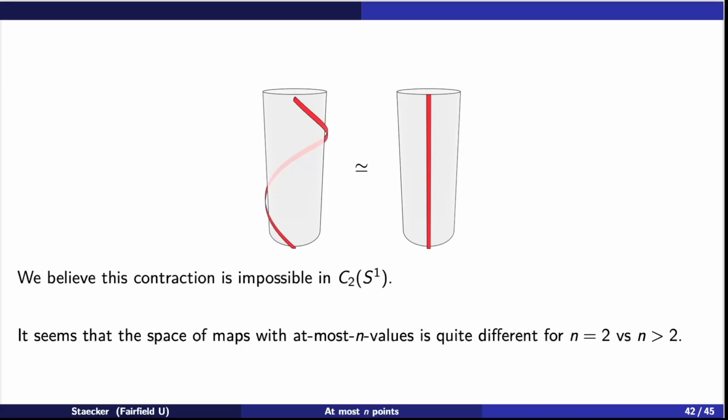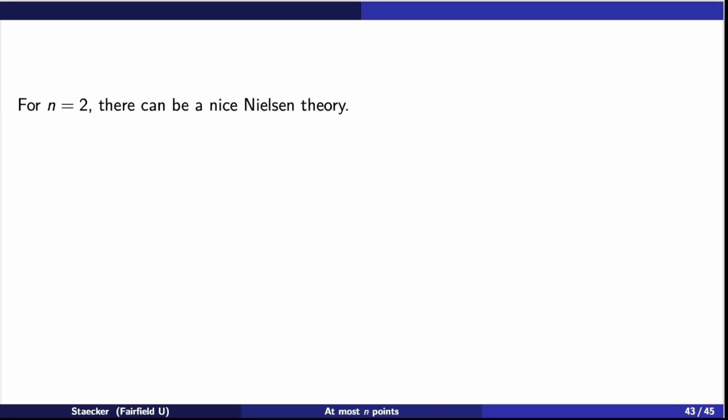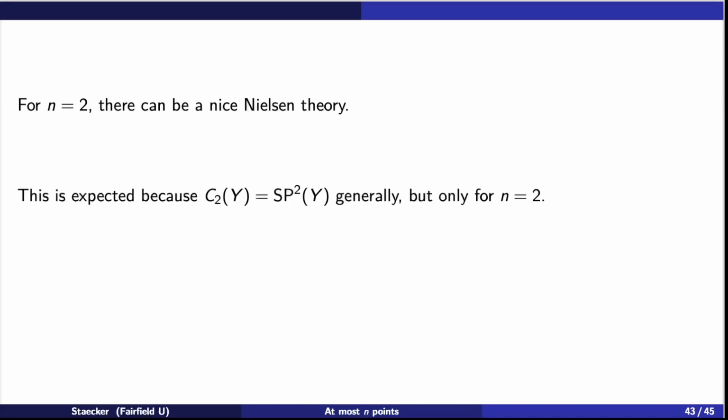All right. So it seems like the space of maps with at most n values is quite different if you're talking about 2 values versus more than 2 values. And we already know that in the case n equals 2, there is a nice Nielsen theory, the bimaps theory, or also this theory of SP2. This is probably because our theory about at most 2 points is actually the same as the symmetric product theory, only for n equals 2. If you take higher n's, then they become different theories.